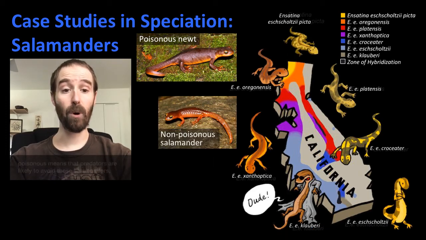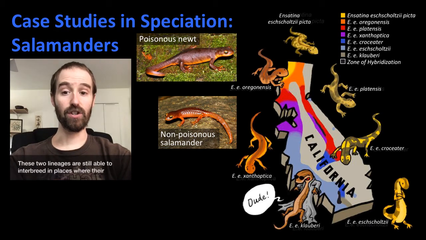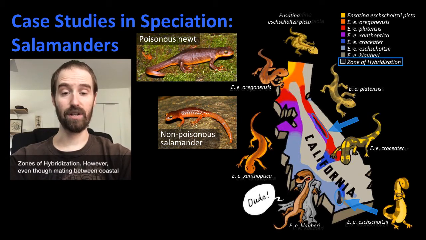Looking like something poisonous means that predators are likely to avoid these salamanders, and unlike salamanders in the Sierra Nevadas, mimicry is the primary adaptation of these subspecies. These two lineages are still able to interbreed in places where their populations come into contact. On our map, these are referred to as zones of hybridization.